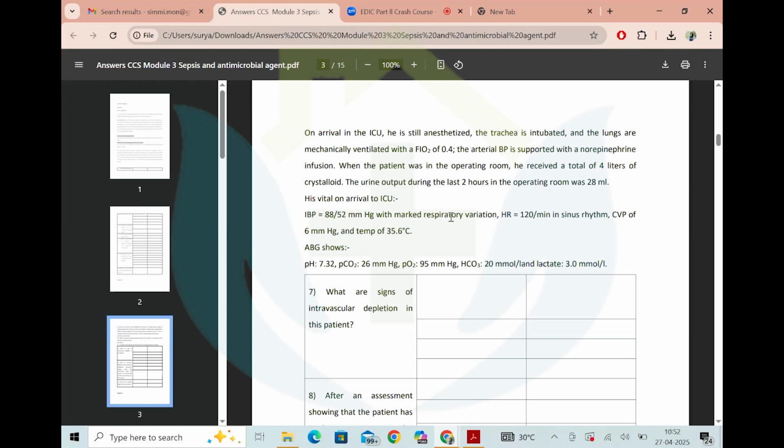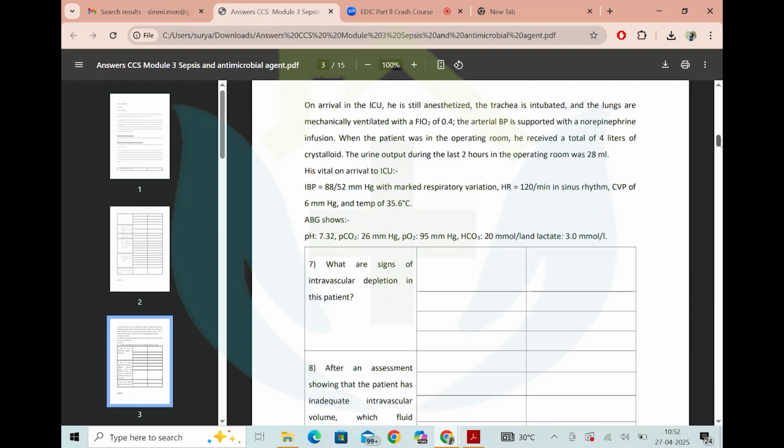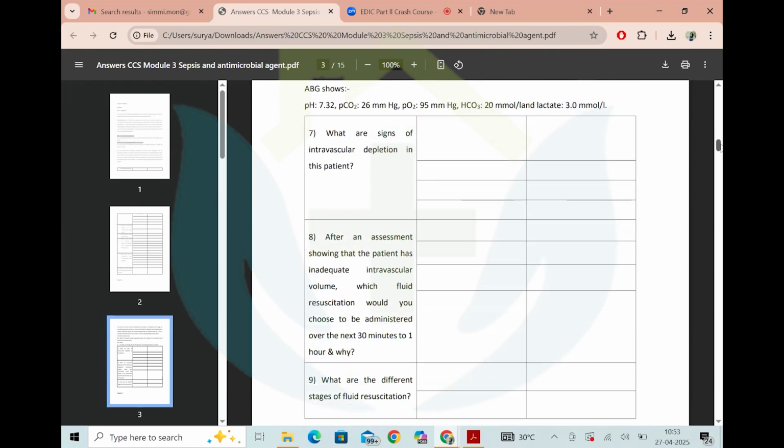Another thing is the urine output is also low. And probably you can say that I can check the IVC distensibility index and find out if the patient is going to respond to fluid. The lactate is also on the higher side. So you can talk about the dynamic measures of resuscitation which you use in deciding if the patient is responsive to fluid or not.